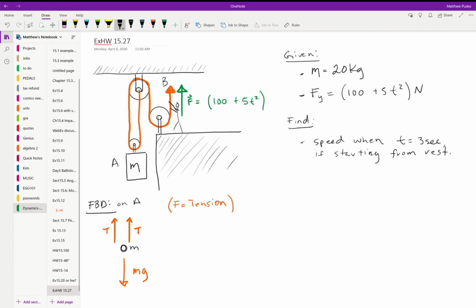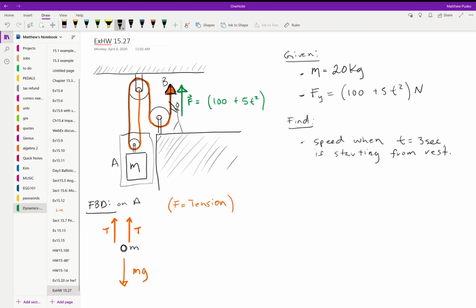This is 15.27. In this problem, it's a pulley problem where we have a force being applied in the y direction right here. And I drew a little miniature person to represent that. But we've got to follow the cord, see what's happening. And we really should do a free body diagram about A.